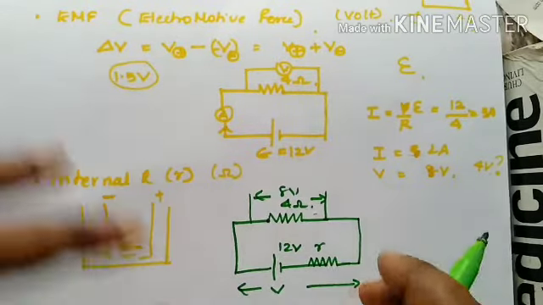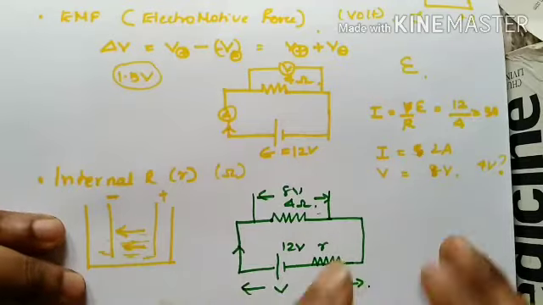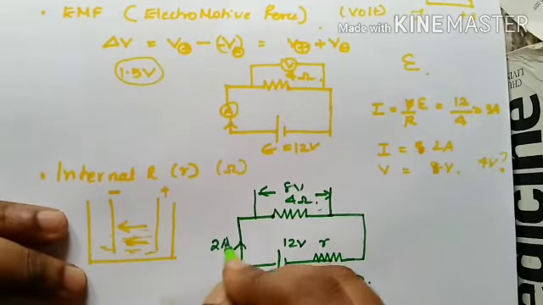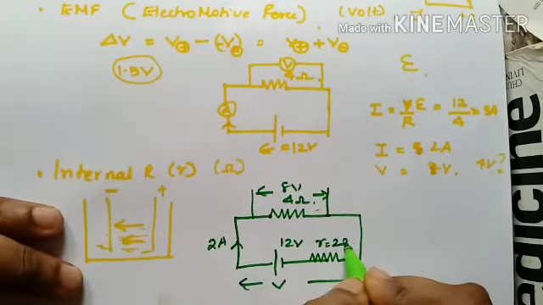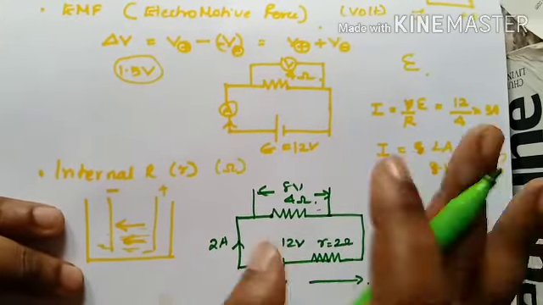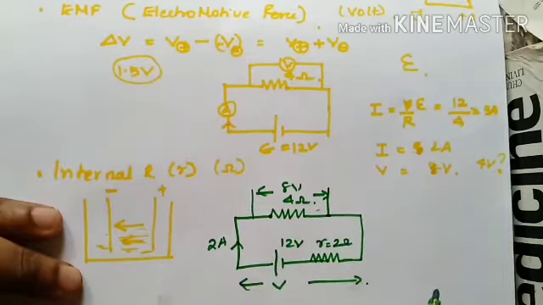Now this and all V etc. I will tell you, how much was the current actually flowing? 2 ampere current. I hope that's clear. Let this R be 2 ohm resistance, right? Now the calculation will be correct.